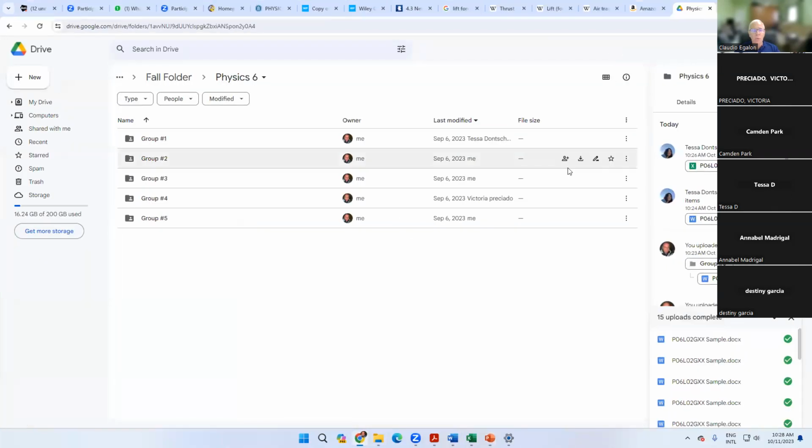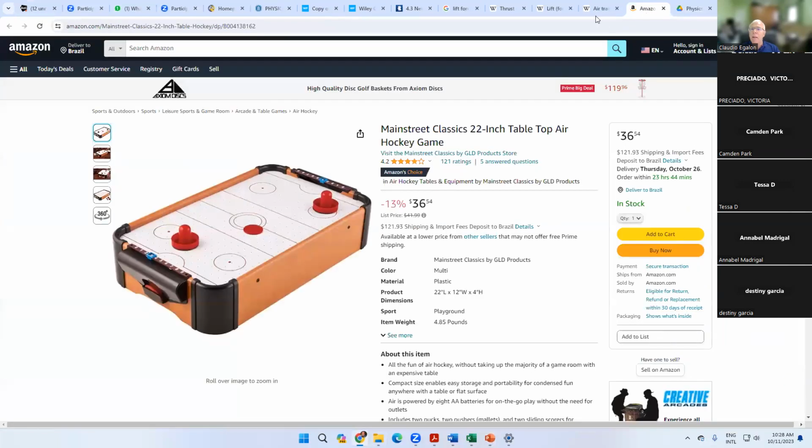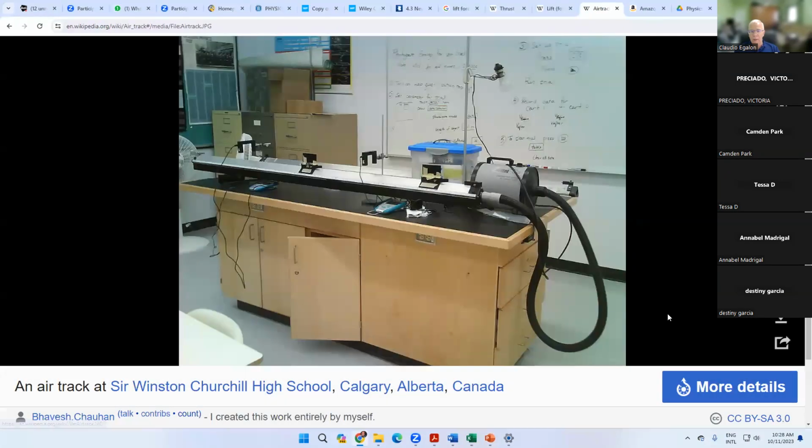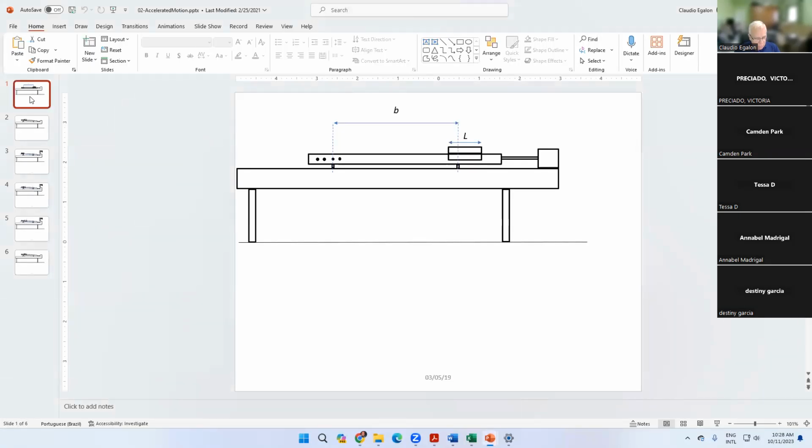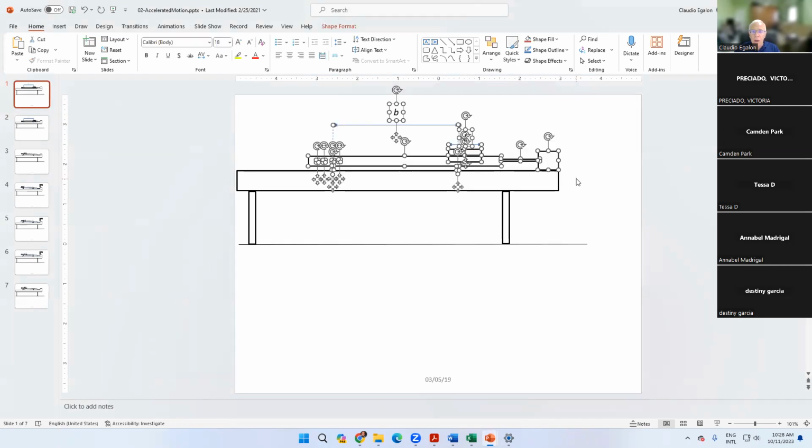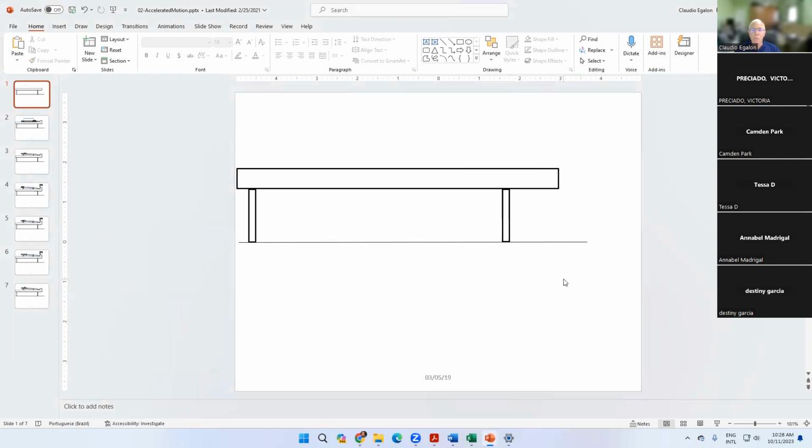It's an aluminum track. Here's the aluminum track, very similar to what we have there at LA Harbor. Okay. And then we have our cart. The drawing that I made here is exactly that, and I'm going to eliminate some of the stuff here. So, we start with a table, right? Here you go. We start with a table.